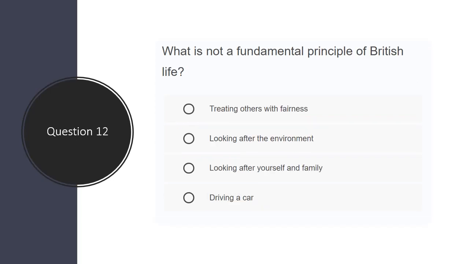The next question is, what is not a fundamental principle of British life? Once again, this question has a negative in it. Now, most people that I know make mistakes in this question. Why? Because the word fundamental principle is the key word here, okay? And that takes your mind to the fundamental principles of British life. And these three are fundamental principles: treating others with fairness, looking after the environment, and looking after yourself and the family. So as soon as somebody reads this, they choose one of these because all of them are very attractive to choose and they are first in the list.